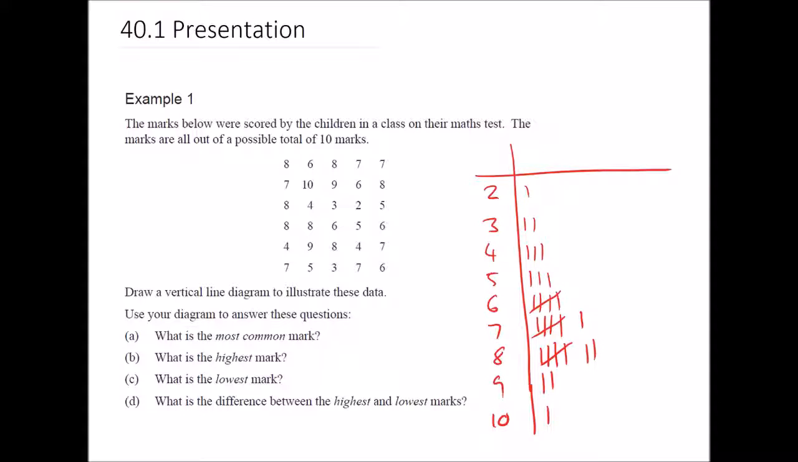So very quickly we've managed to organize our data, and now we can just work out the frequencies we've got. Frequency is like the number of items. So we've got 1 2, 2 3s, 3 4s, 3 5s, 5 6s, 6 7s, 7 8s, 2 9s, and 1 10. Right, so now what we need to do is get these numbers and put them into this thing called a vertical line graph.